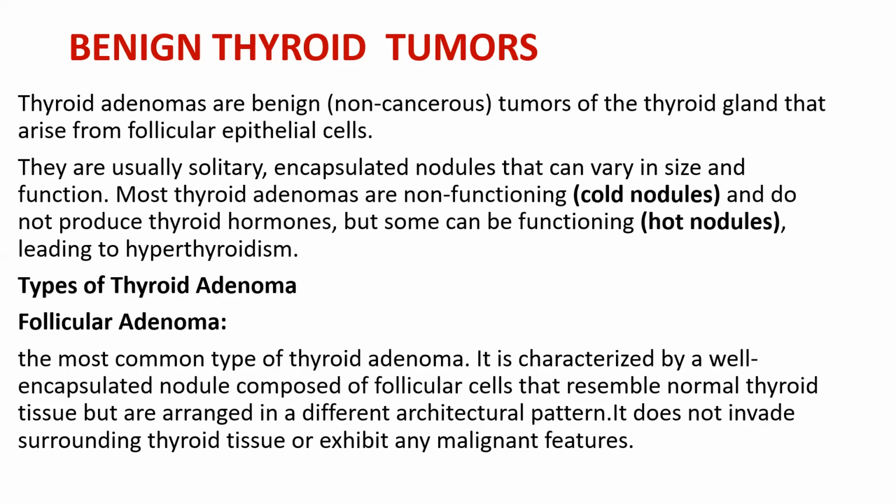It is characterized by a well-encapsulated nodule composed of follicular cells that resemble normal thyroid tissue, but are arranged in different architectural patterns. It does not invade surrounding thyroid tissue or exhibit any malignant features. So the moment on histology the arrangement patterns of the follicular cells is distorted, we start thinking of follicular adenomas.